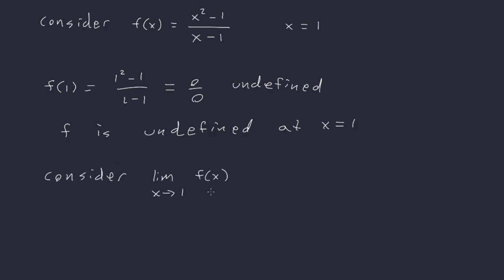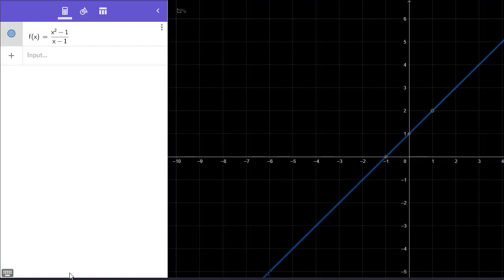However, if we were to take the limit, we'll see something a little different. So let's think of the limit as x goes to 1 of f of x. There are a few ways we can do this. Let's look at a table first.